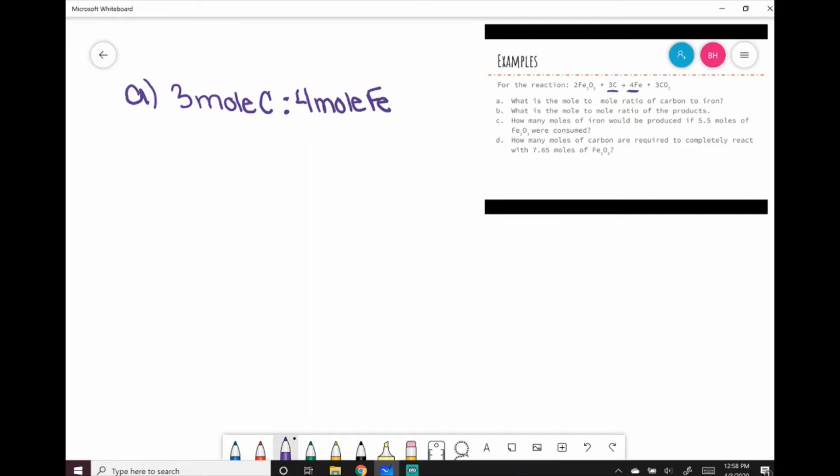Let's look at the next one. What is my mole to mole ratio of the products? What are our products? Our products are what are always found on the right side of the arrow. So our products are iron and CO2, which is carbon dioxide. When we're trying to identify that, we again use our mole to mole ratio. So it's 4 moles of iron to 3 moles of carbon dioxide, and they will always form in that ratio.